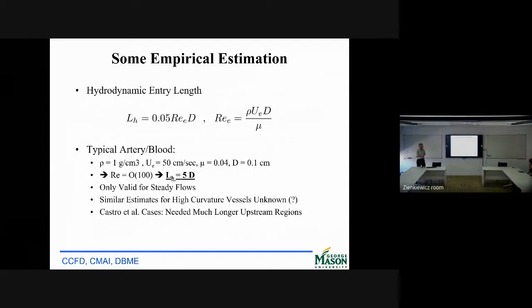Before I go there, an empirical estimation. What is the inflow length of a pipe that we need before we get the Poiseuille boundary condition, or the Poiseuille profile? It turns out it's about 5% of the Reynolds number times the diameter, which for a typical arterial or blood flow would end up being about 5 diameters. And we know from the PhD thesis from Castro that you need much more than that, probably 10 to 15.